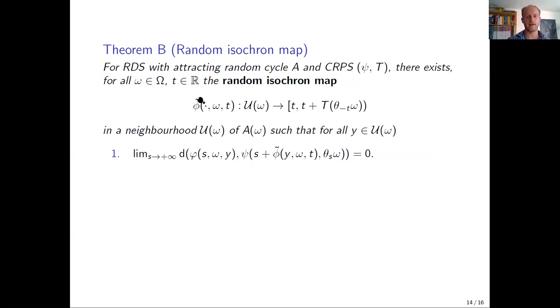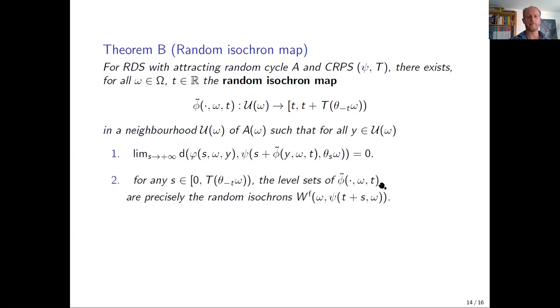So this gives us the asymptotic phase, the phi tilde, but now depending on omega and the time where you let the dynamics start, we could say. So where you start to follow the non-autonomous dynamics. And at the same time, we again have the level set property. So the level sets of this phi tilde, of this random isochron map for each omega t are precisely the random isochrons that we have defined as the stable sets for each omega.